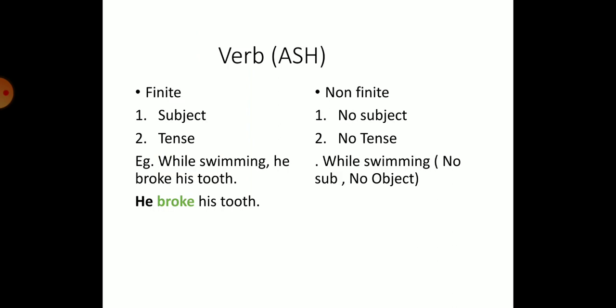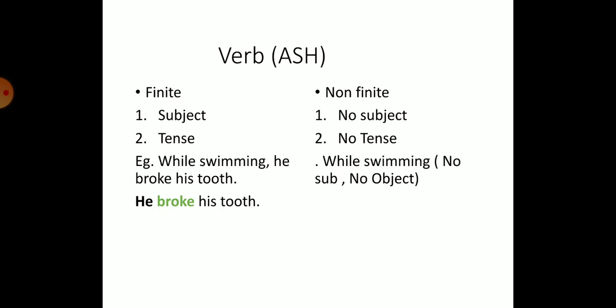Students, we all know that there are two verbs in the sentence, swimming and broke. There is a word before swimming, the word is while. Do you think while is a subject? No. You remember that definition of the subject? A noun or pronoun before the verb. The word while cannot be a noun and it is not a pronoun. Hence, it is not a subject.